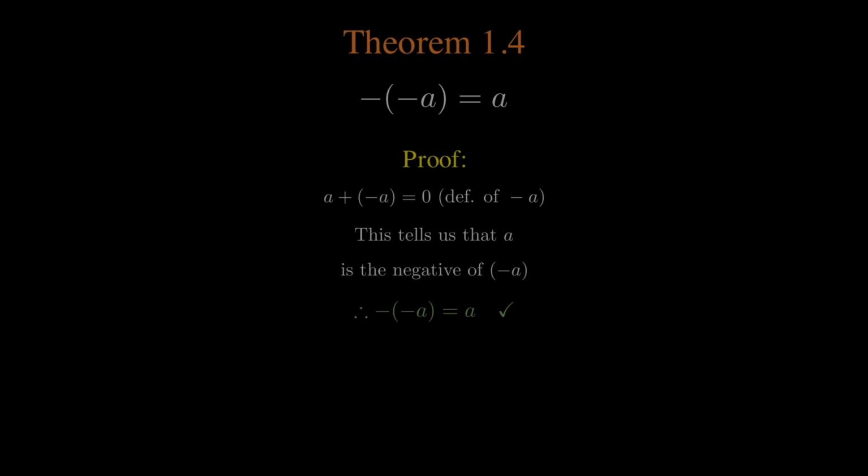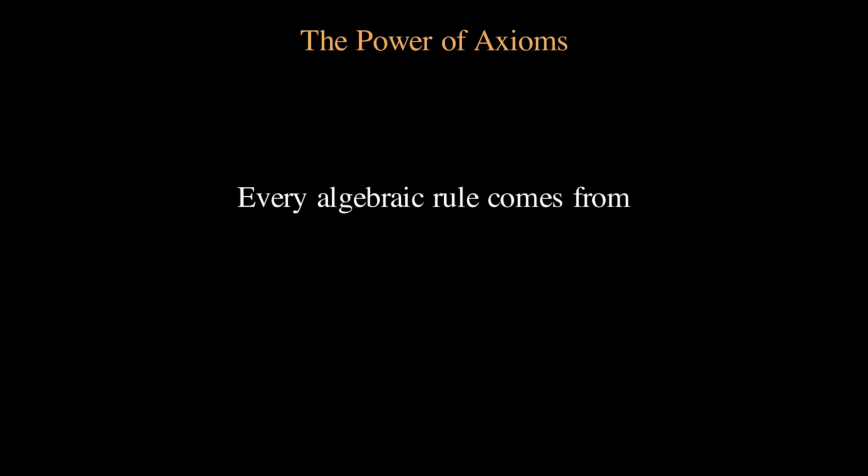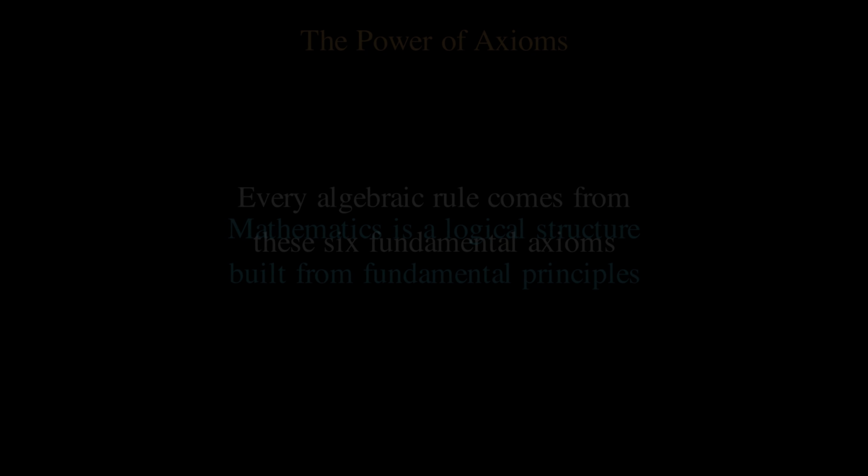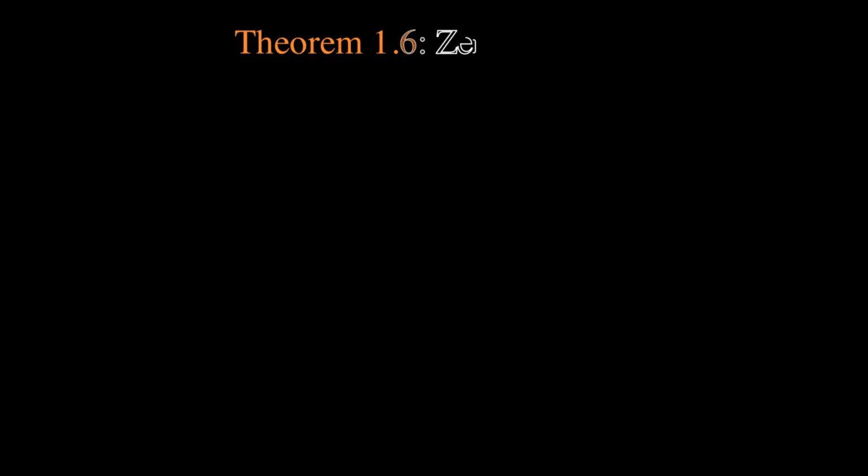These proofs might seem tedious, but they demonstrate something profound. Every algebraic rule you use, from combining fractions to solving equations, ultimately rests on these 6 simple axioms. Mathematics isn't just calculation. It's a logical structure built from fundamental principles. Let me show you one more important theorem. Theorem 1.6 states, 0 times a equals a times 0 equals 0 for any real number a.